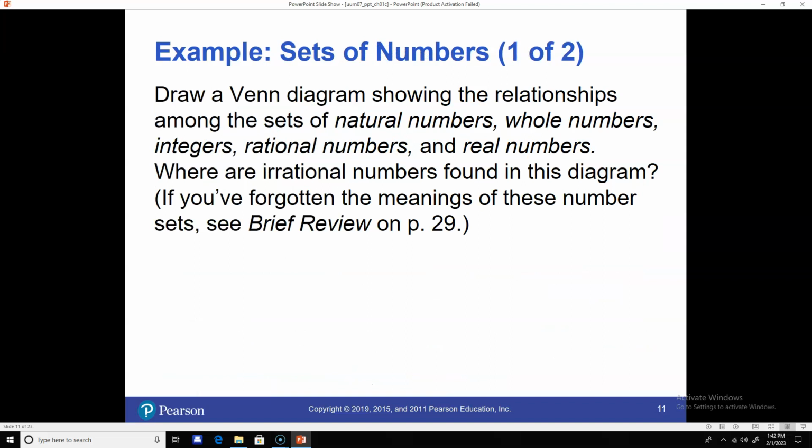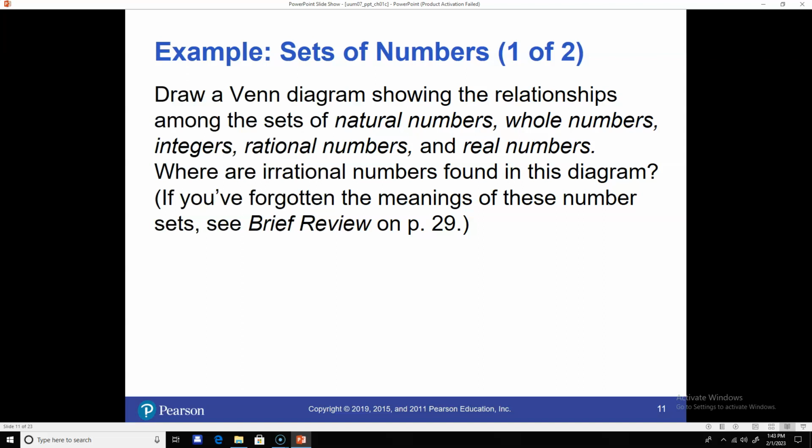Okay, draw a Venn diagram showing the relationship amongst natural numbers, whole numbers, integers, rational numbers, and real numbers. So natural numbers are the counting numbers. They're contained in the whole numbers. The whole numbers are the counting numbers with the addition of 0. Integers are positive, negative numbers and 0. So those are contained in there.